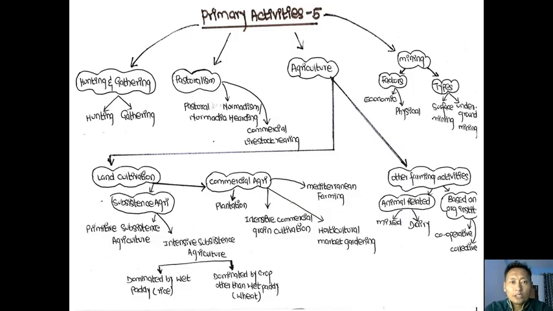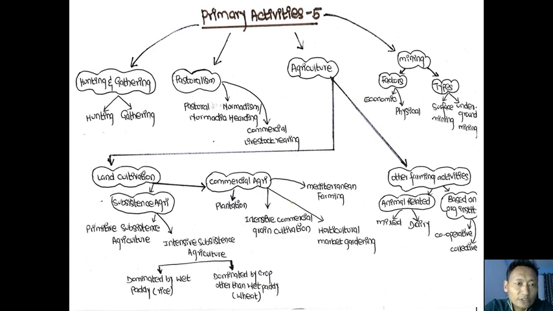Here we have the flow diagram, or the flow map, of primary activities. In the cloud, or we can say in the box, I have put the main topics of this chapter, and below each main topic we have subtopics related to that main topic. So these are the topics that we are going to learn in this chapter.